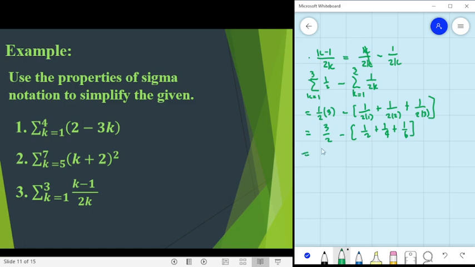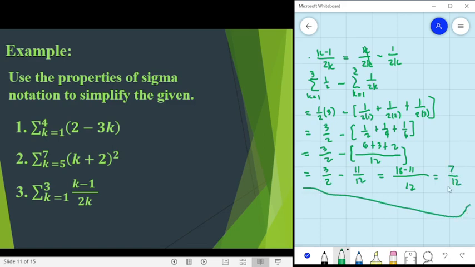which is, we can get the LCD of 12. 12 divided by 2 is 6, plus 12 divided by 4 is 3, times 1 is 3, then 12 divided by 6 is 2, times 1 is 2. So we can now have 3 over 2 minus 11 over 12. And the LCD again is 12, divided by 2 is 6, times 3 is 18, minus 11, and the answer therefore is 7 over 12.